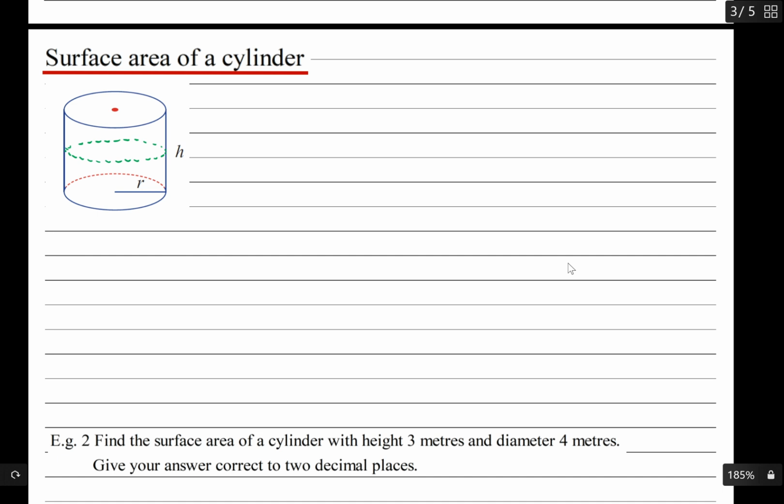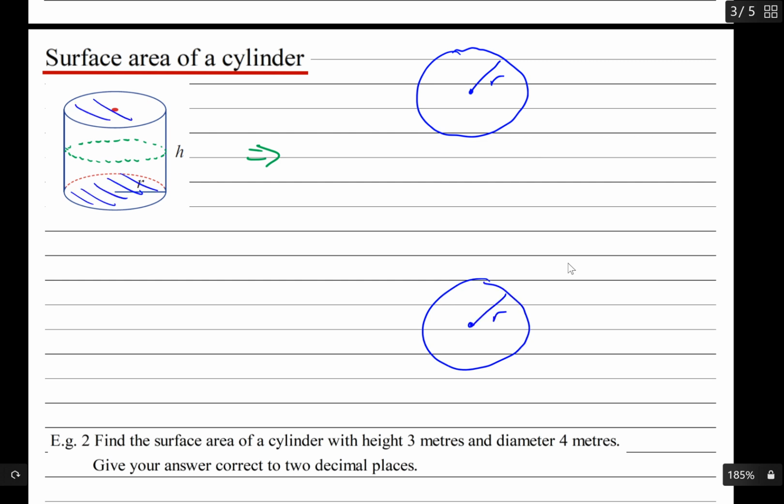All right, so if we want the surface area of the cylinder, we want to consider that, if I were to stretch it all out and turn it into a net, it's going to have a circle at the top. That's going to be radius r. It'll have another circle down the bottom, accounting for the bottom and the top.